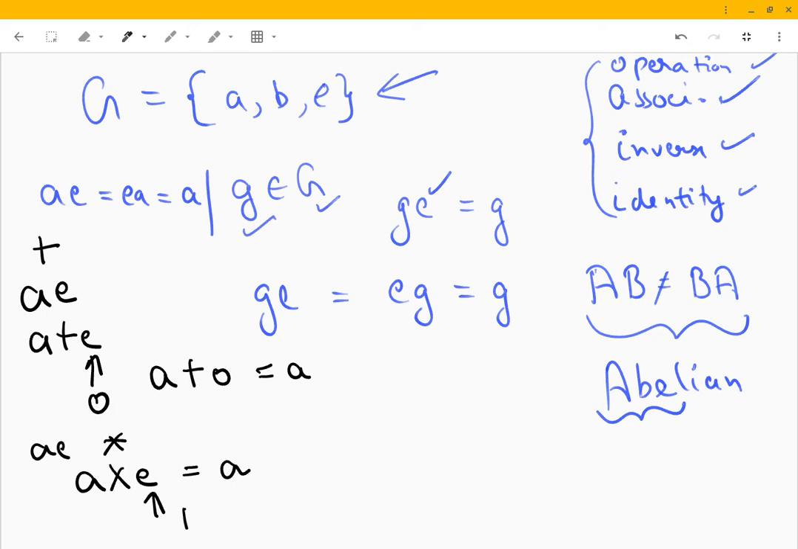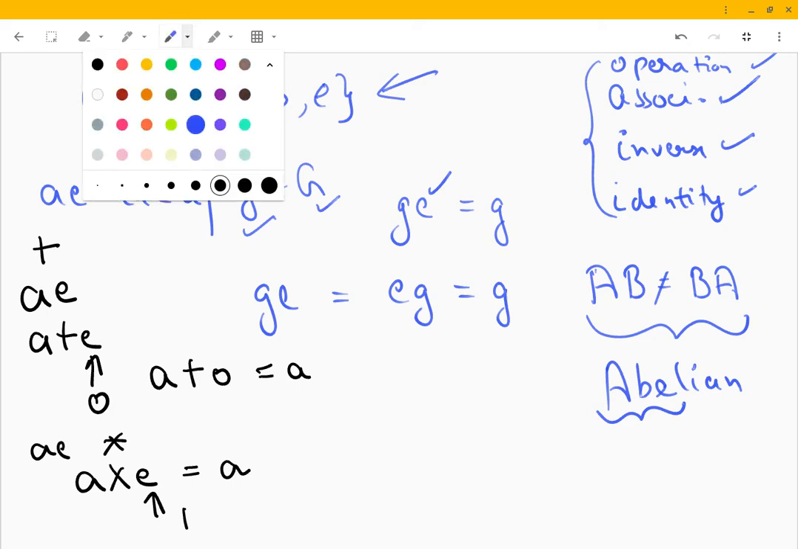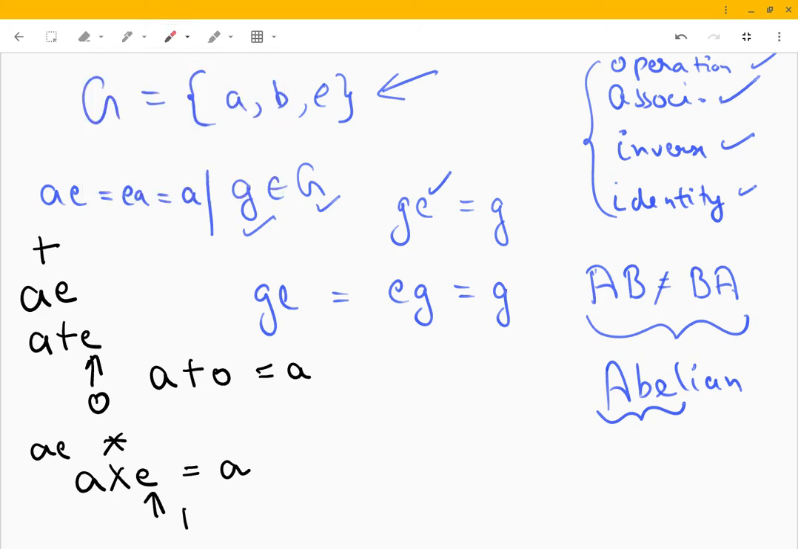Yeah, I got distracted by this noise. Anyway, that is identity, and what about the inverse? Inverse is, see, A operated with B should give us identity. This is the idea of inverse.